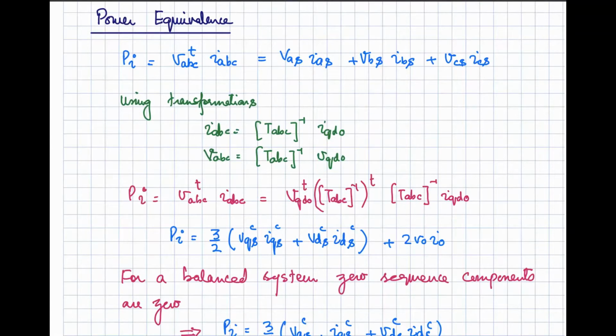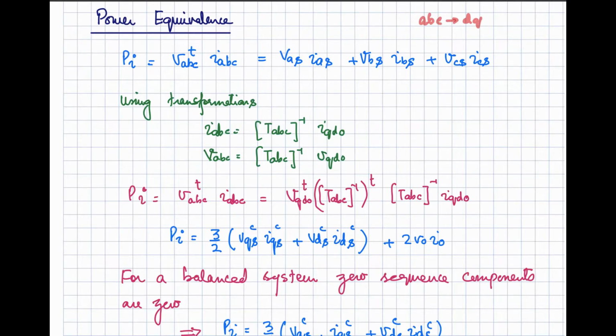While deriving the induction motor model, we have seen the conversion from ABC frame of reference to DQ frame of reference under different conditions. So now we will see how the power of the ABC frame of reference can be related with the power of the DQ frame of reference.